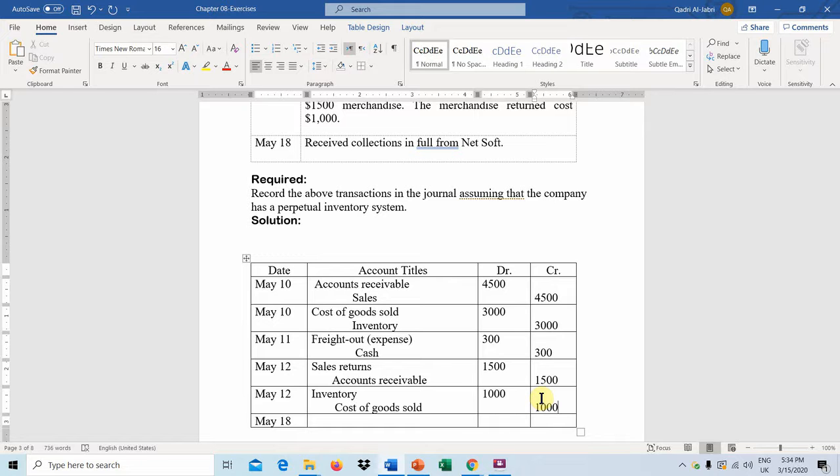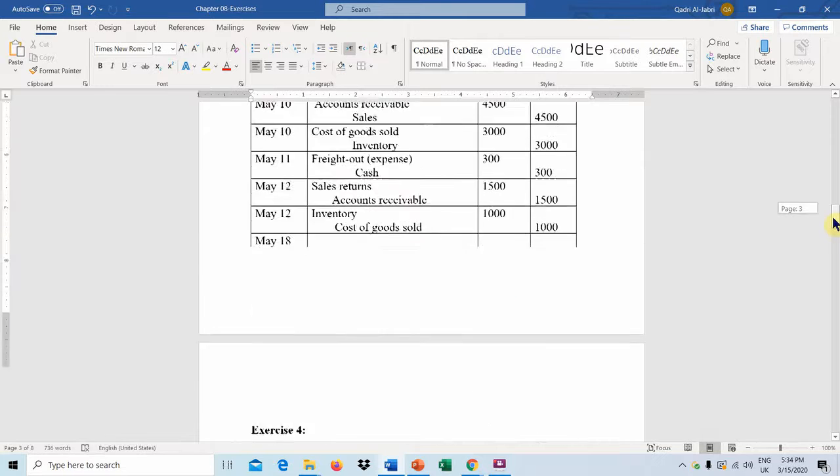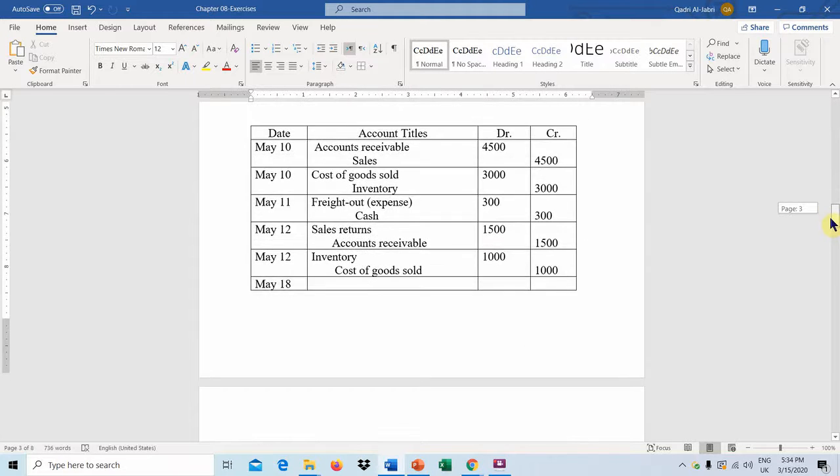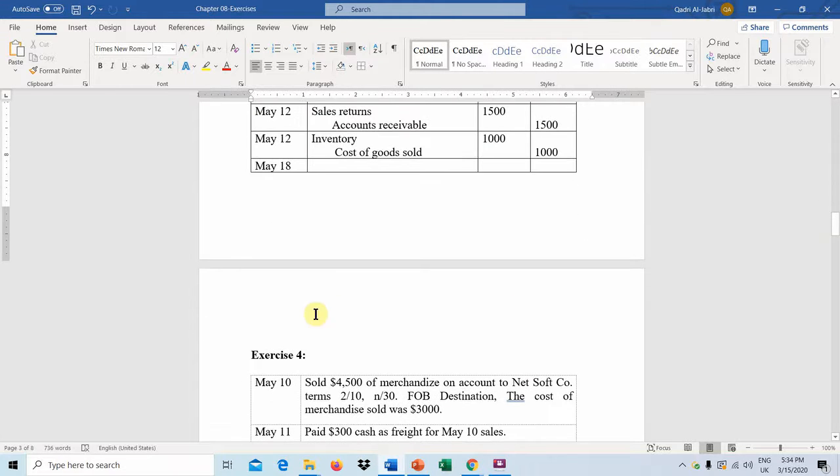Now finally, May 18, received collections in full from NetSoft. To finish the last transaction, we have to do some calculations. So now, what do we have to pay exactly? First of all, let's check the accounts receivable balance.